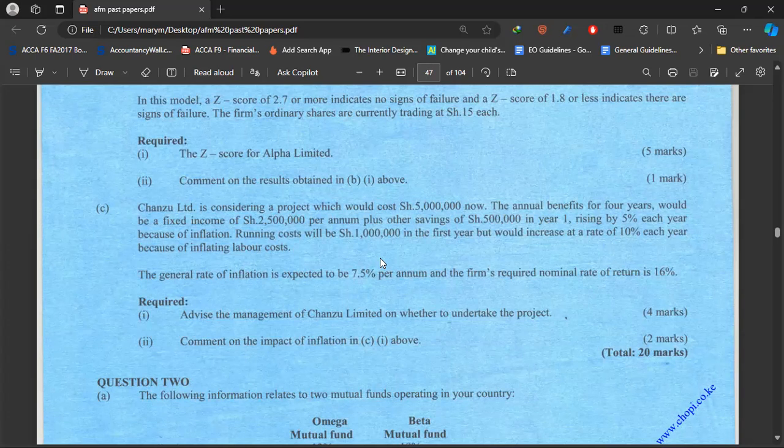Running cost will be 1 million in the first year, but would increase at a rate of 10% each year, including 10% each year because of inflating labor cost. The general rate of inflation is expected to be 7.5% per annum, and the firm's required nominal rate of return is 16%. Advise the management of Chanzo Limited on whether to undertake the project. Also comment on the impact of inflation in C1 above.